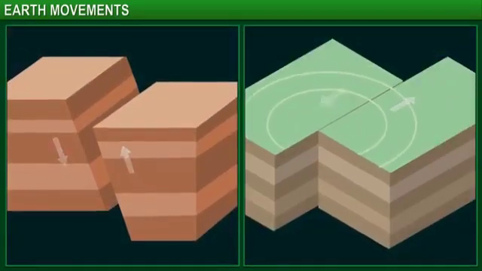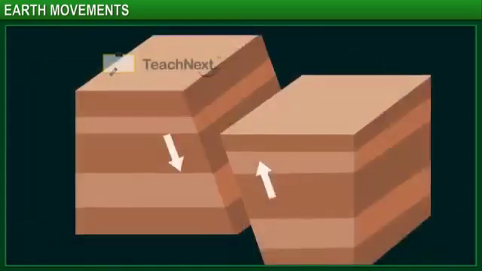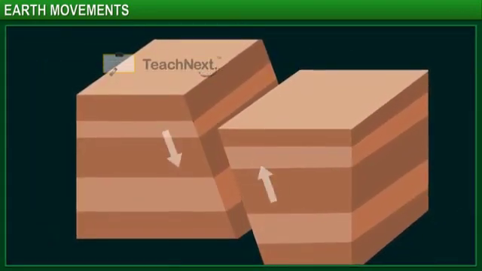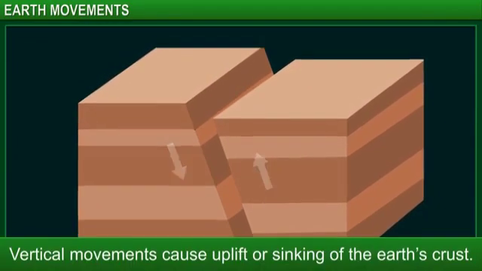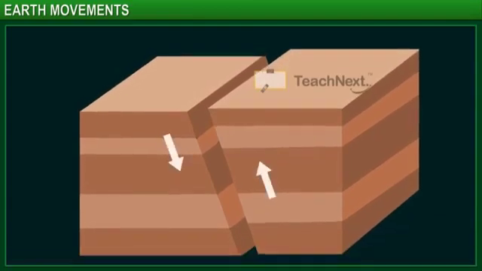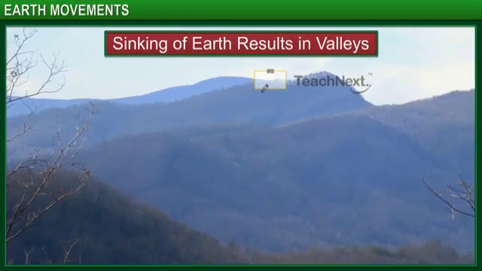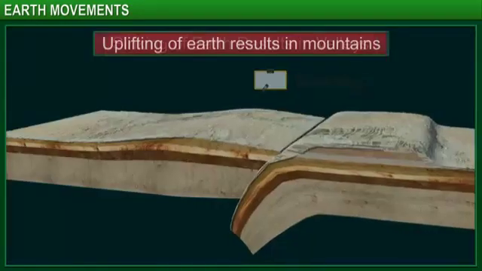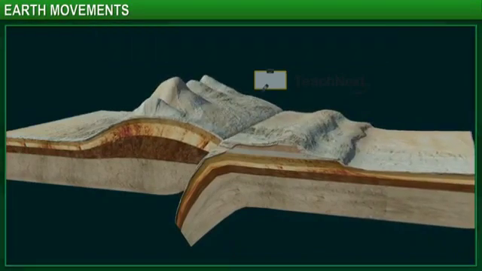Endogenic movements can be vertical or horizontal. Vertical movements cause uplift or sinking of the Earth's crust. When the Earth sinks, valleys are formed. When the Earth is lifted up, mountains are formed.